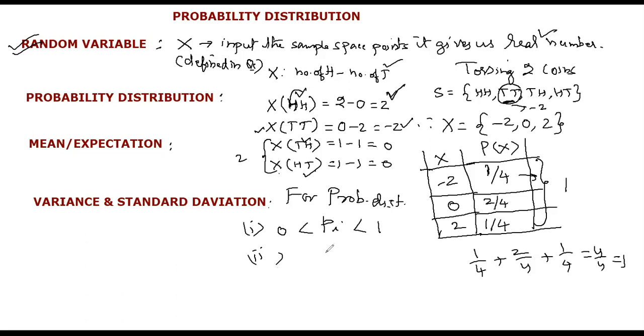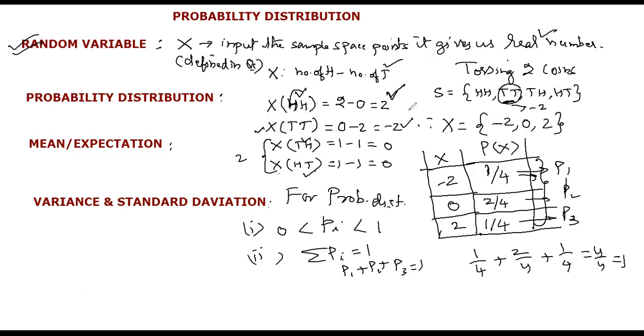Second thing is their summation. The summation of all the pi's should be equal to 1. The summation of all these probabilities should be equal to 1. For example, here P1, P2, P3, their sum should be equal to 1. Then it is called a probability distribution. Otherwise, it is not a probability distribution.